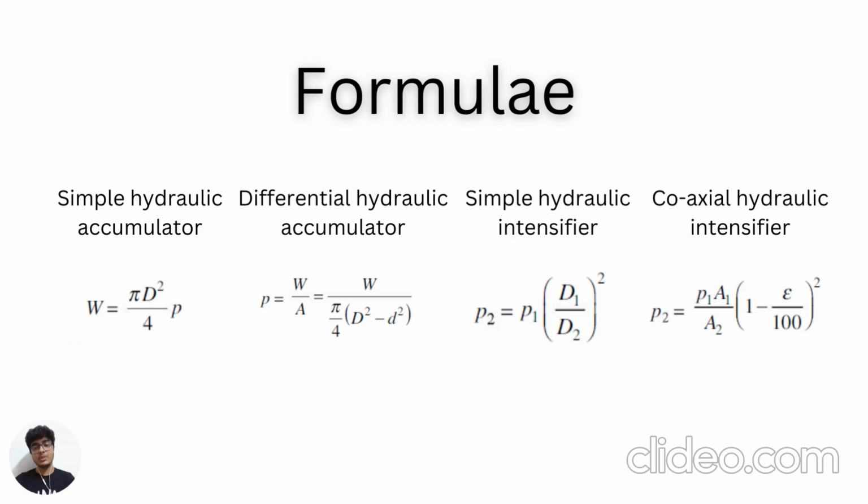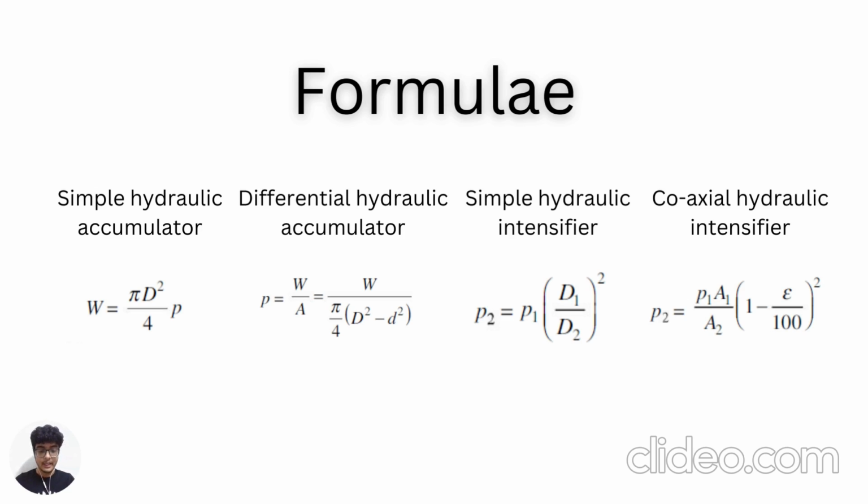Then we have the last, which is the coaxial hydraulic intensifier. Here we go for P1, which is the pressure of the lower volume and the lower pressure supply, and P2 being the higher pressure supply pressure. A1 is the area of the larger cylinder or the fixed cylinder, and A2 is the inside cross-sectional area of the fixed ram, which is inside the cylinder D2.